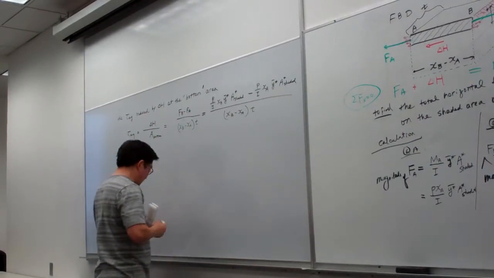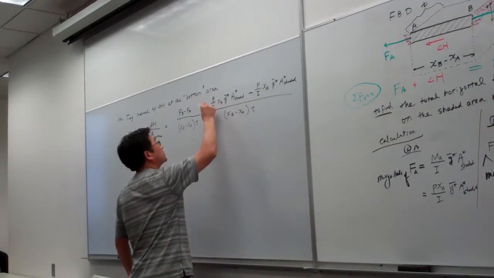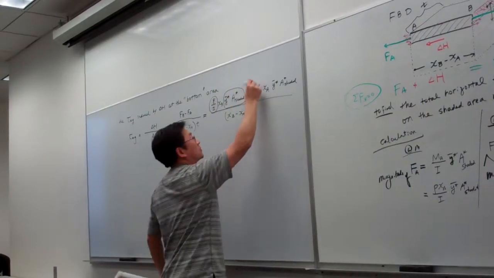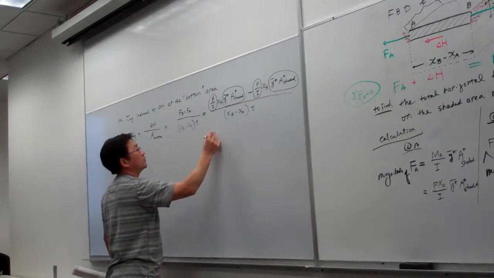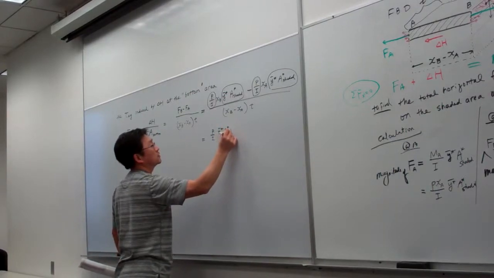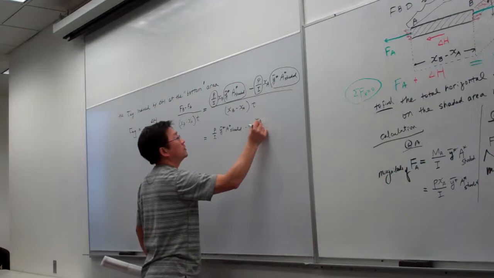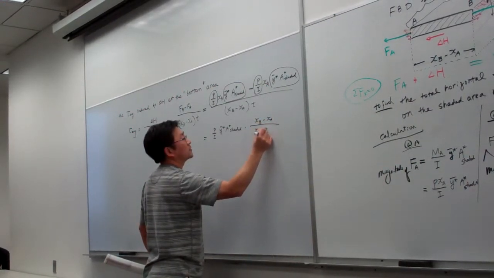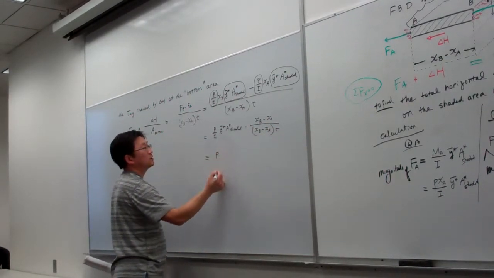Let me get the constants out of the calculation. So that will be P over I, y bar star A star shaded, times xb minus xa divided by xb minus xa times t. So eventually this is P over I.